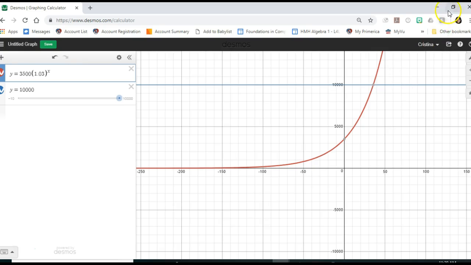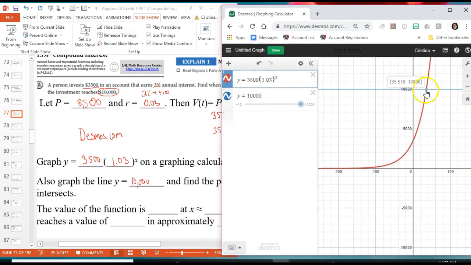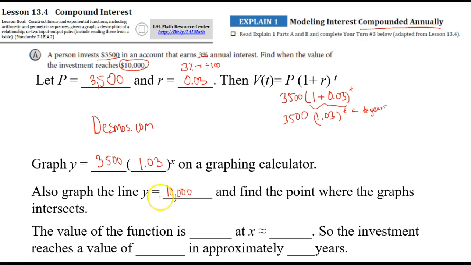So let's go ahead and record that on our paper here. So the value of the function is at about $10,000 after 35.5 years. So the investment will be about $10,000 at about 35.5 years. As long as you're willing to wait, right? Let's go on to part B.